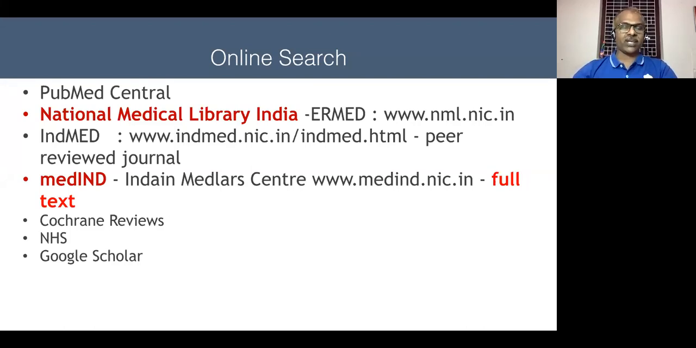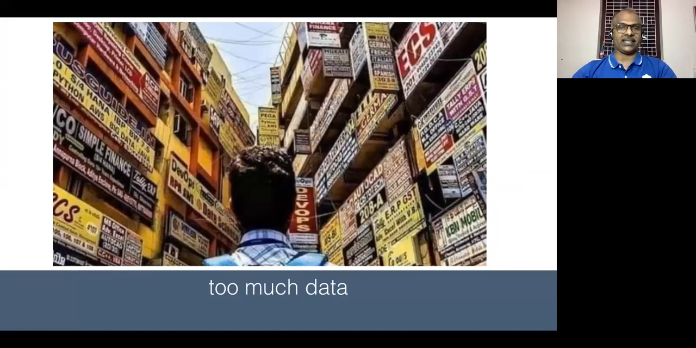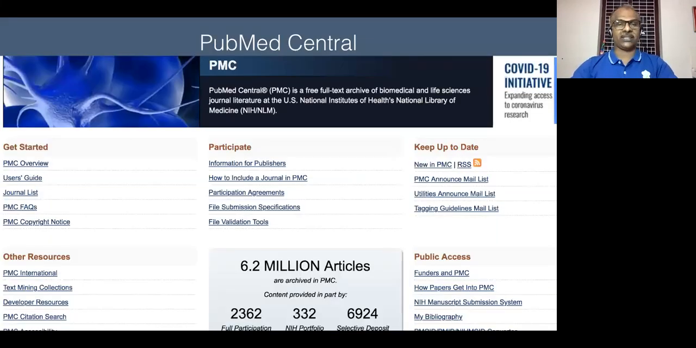But one of the major issues is too much data on the internet or on this type of website. So how do we overcome that issue and have a good literature review? We will discuss one by one. First, we will discuss PubMed Central. And remember, see in the center, more than 6.2 million medical articles are available in PubMed Central. This is the largest database of medical articles, including homeopathy.